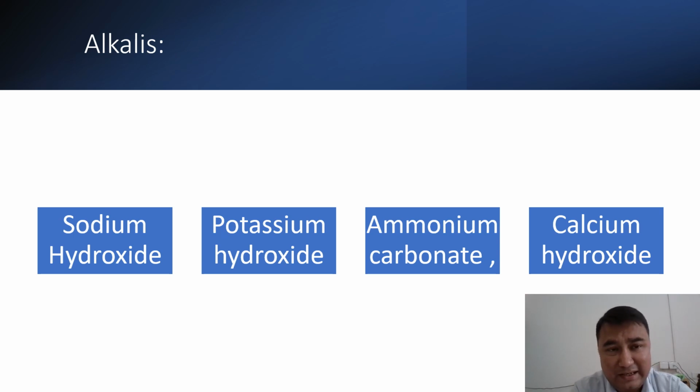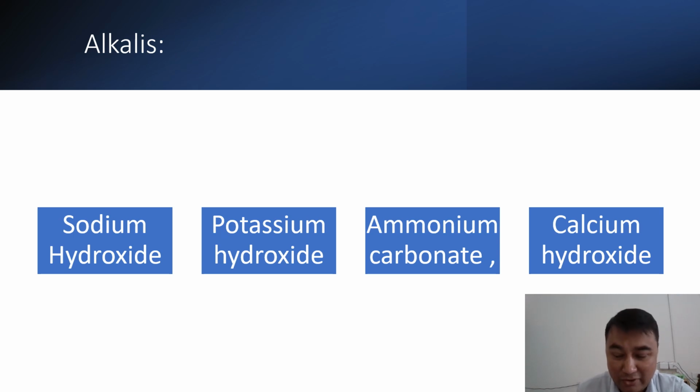Alkalis are again different from acids, and examples of some very important alkalis which are highly corrosive are sodium hydroxide, potassium hydroxide, ammonium carbonate, calcium hydroxide. So like the acids, alkalis are very corrosive in nature. So based on their properties, we have corrosives and irritants broadly.